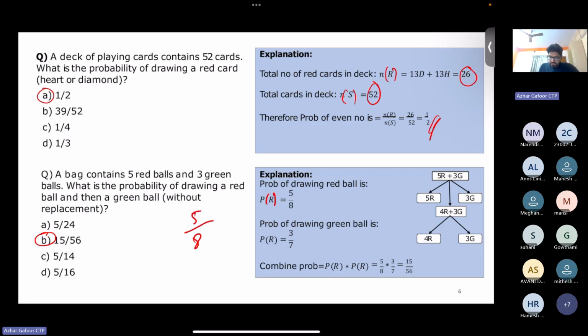Now, since one ball is drawn, the number of balls has decreased from 8 to 7. So now we have 7 balls, and in those 7 balls, the 3 are still green. So we have 3 by 7. Just multiplying both will give 15 by 56.